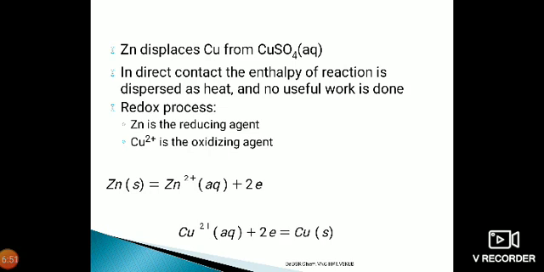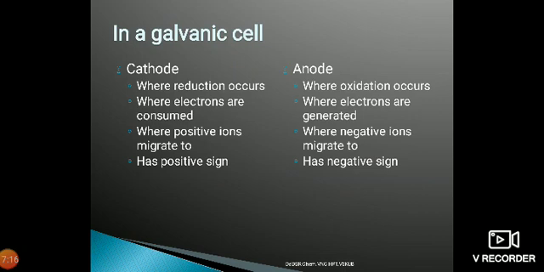Here zinc displaces copper from copper sulfate. In direct contact, the enthalpy of reaction is dispersed as heat and no useful work is done. For the redox process, zinc is the reducing agent and Cu2+ is the oxidizing agent. So zinc gives rise to Zn2+ (aq) plus 2 electrons, whereas at the cathode, Cu2+ (aq) plus 2 electrons giving rise to copper solid.